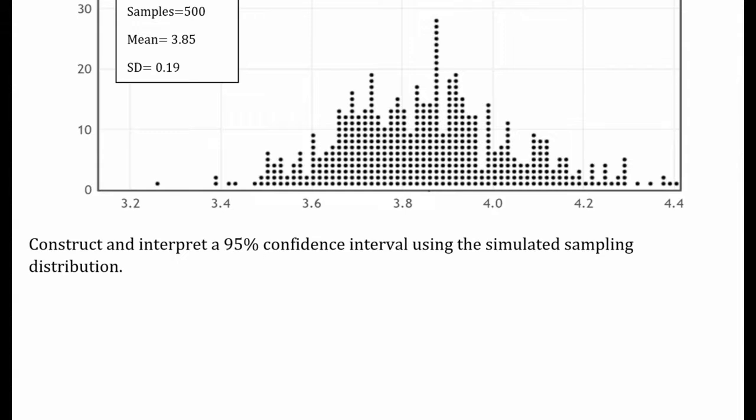So to make my 95% confidence interval, I need my margin of error. My margin of error is 2 standard deviations. So 2 times 1.9 gives me 0.38.